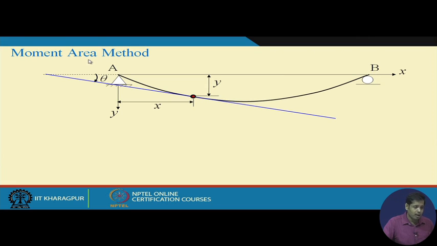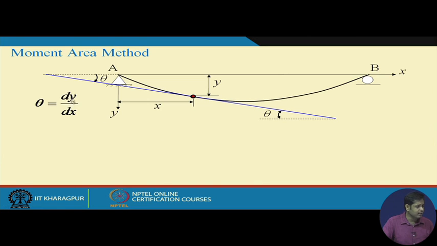If you see books, many books use many other sign conventions. Again, whatever sign convention you use, please be consistent with it. Now, you take any point and at that point draw a slope, and this tangent intersects AB, and the angle made by this tangent and the line AB gives you the slope at that particular point. Again, this is theta.